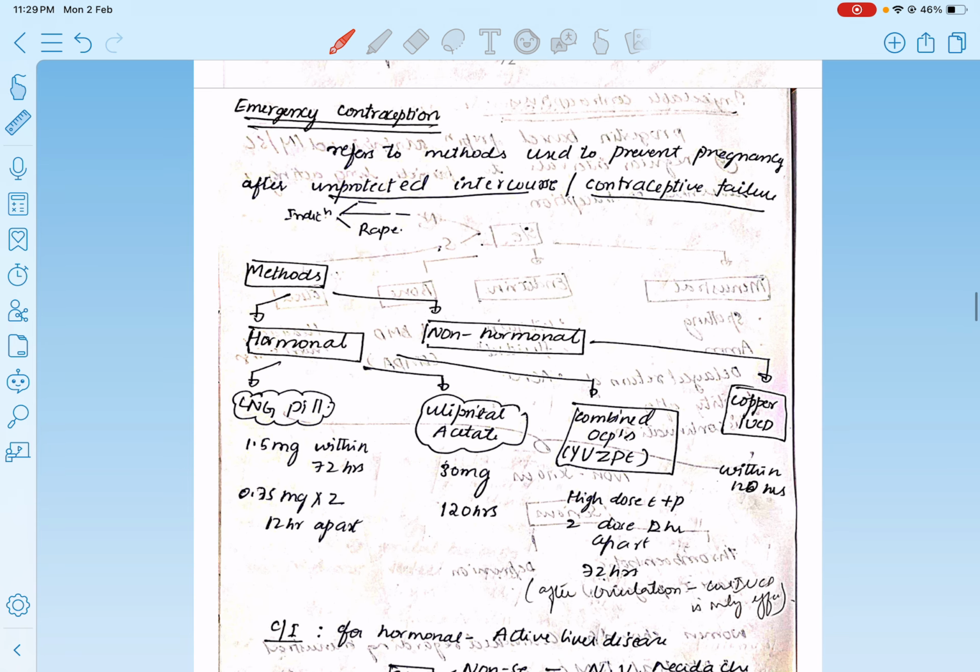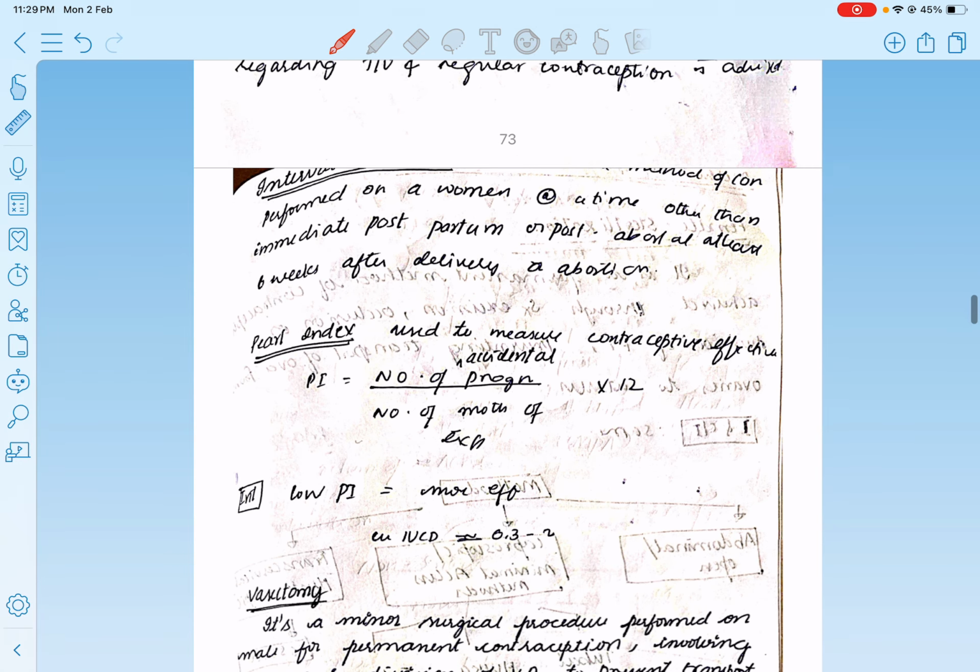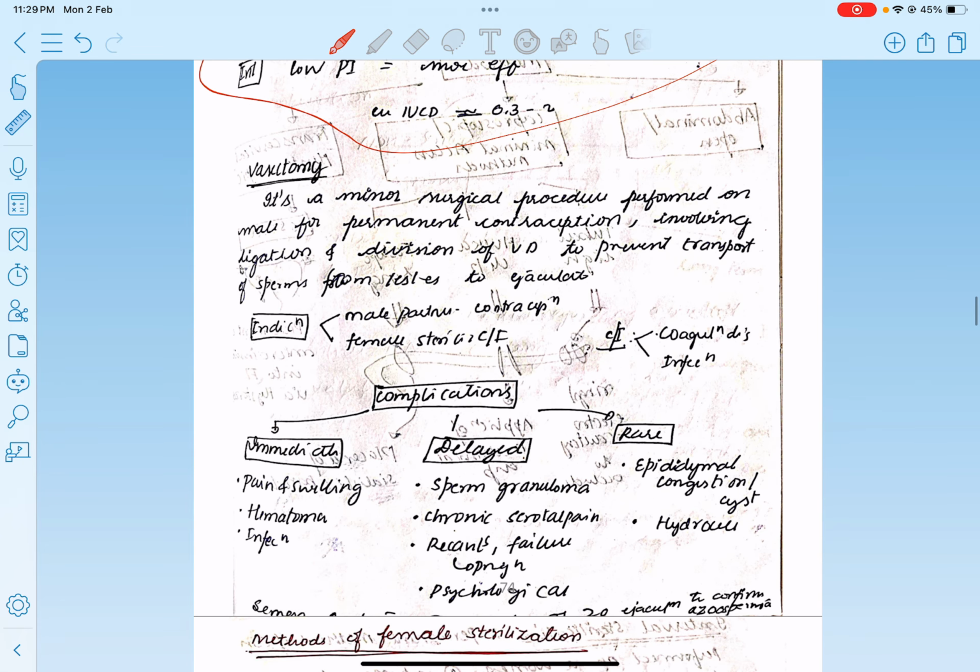Then emergency contraception, again divided into non-hormonal and hormonal. This is the best thing: if she has already passed the 14 days of the cycle, that is half of the cycle, then it's always better to use a copper IUCD. Otherwise, you have ulipristal, then combined OCPs and the LNG pill also. Then this is about the interval method. Then also Pearl index, I studied yesterday also, and in comet also. I'm sure you would have studied it in comet.